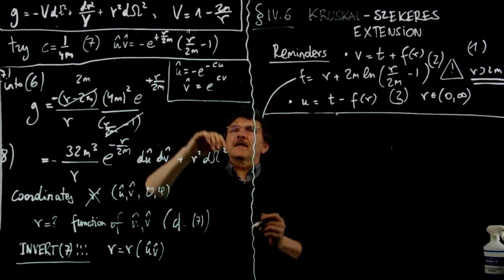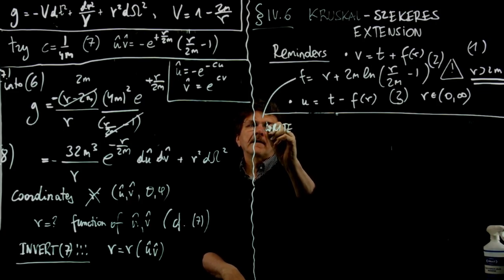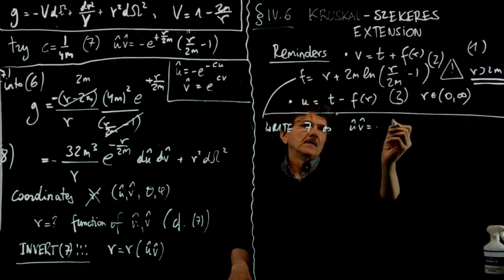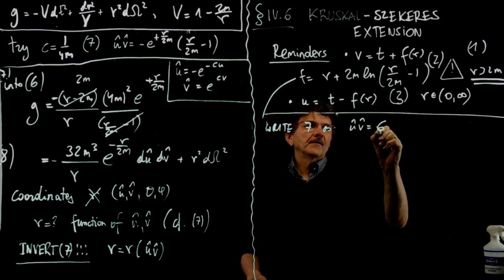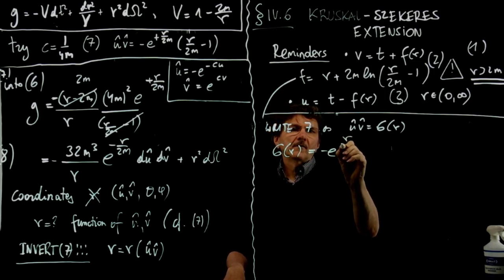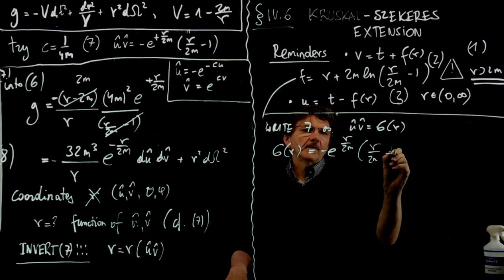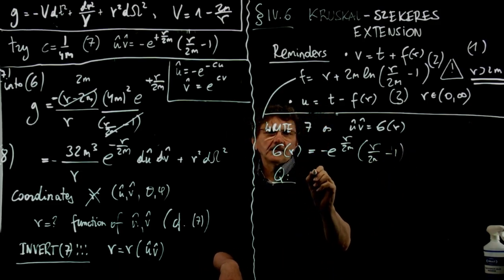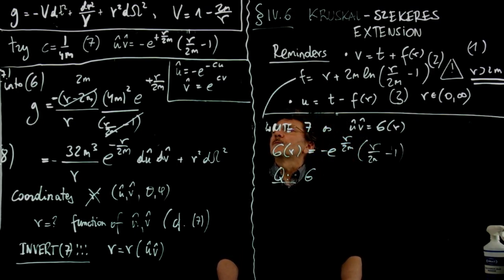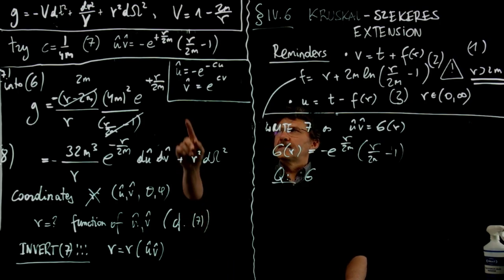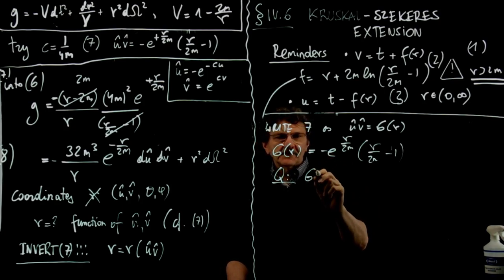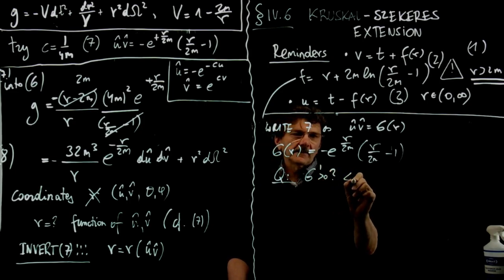So maybe we write the equation: u hat v hat is equal to, say, g of r. Let's keep this sign, g of r, where the function g of r is equal to minus e to the r over 2m times r over 2m minus 1. And the question is, is it monotonous, increasing or decreasing? I hope that I have the signs right here, but I think... does g prime have a positive or negative sign?